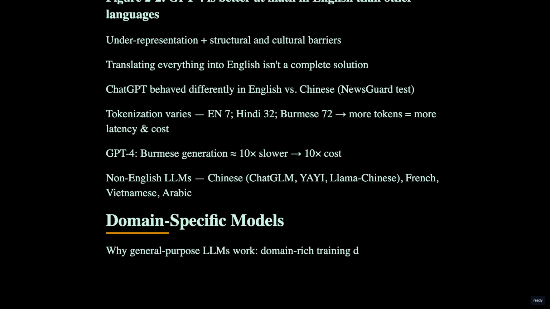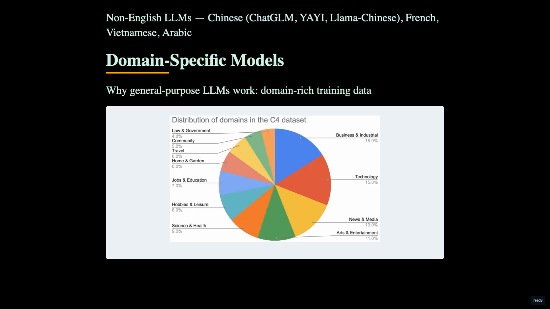Models like Gemini, GPTs, and Llama perform well across many areas: coding, law, science, business, sports, and environmental science, because their training corpora include material from those domains. Analyses of Common Crawl, see Figure 2.3, show a broad distribution of domains in web data, which helps these models transfer knowledge across tasks.